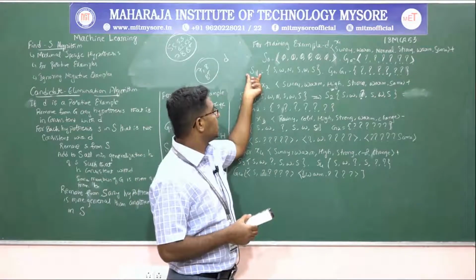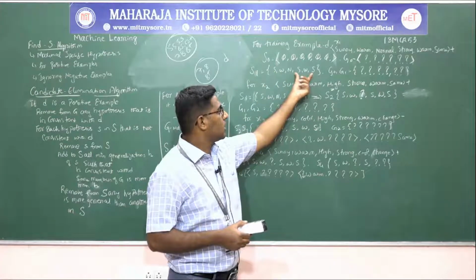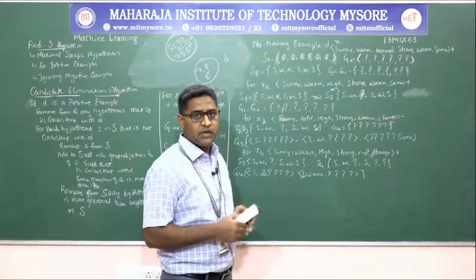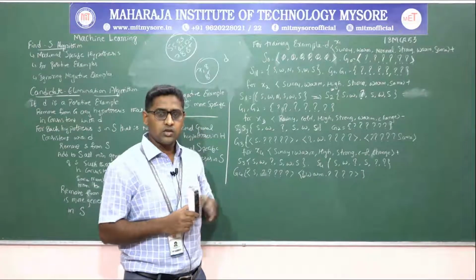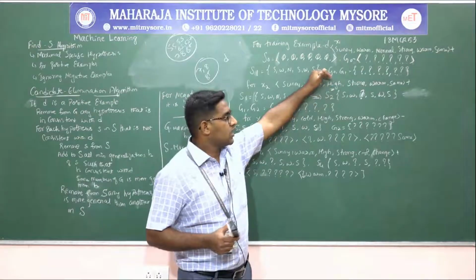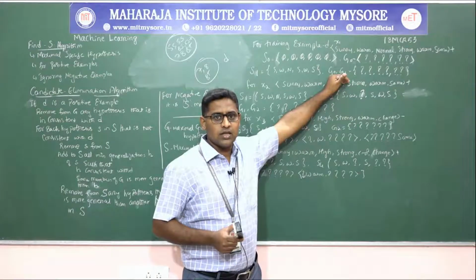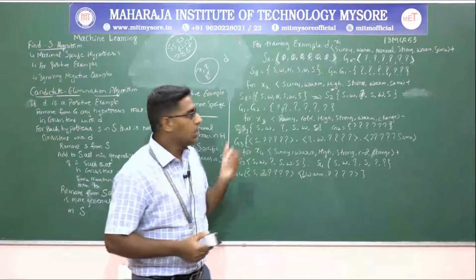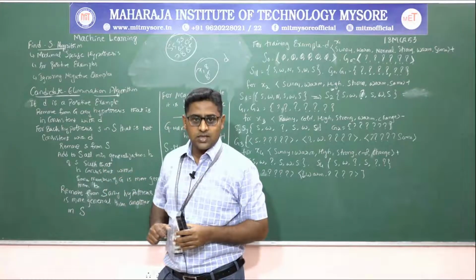For this specific hypothesis S1, all the values are very specific. Sunny is very specific, no other change; warm is very specific, no other change; normal is very specific, no other change and so on. So all the values are very specific and no other change is there. That means for G1, you can again write the generalization in the form of the question mark symbol, because S1 is more specific, then it can be generalized.